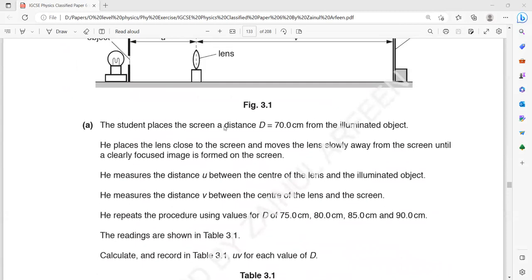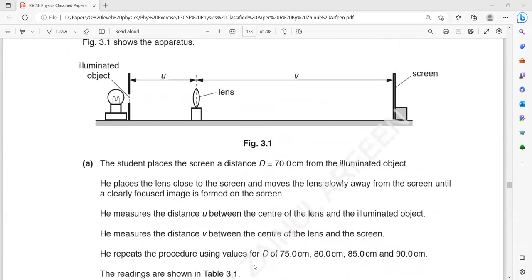So a student places a screen, as you can see, 70 centimeter from the illuminated object. So this total distance from the illuminated object to the screen equals 70. He places the lens close to the screen and moves the lens slowly away from the screen until he observes a clearly focused image on the screen. Then he measures a distance u, that is the distance between the lens and the illuminated object, and he measures v, that is the distance between the lens and the screen.